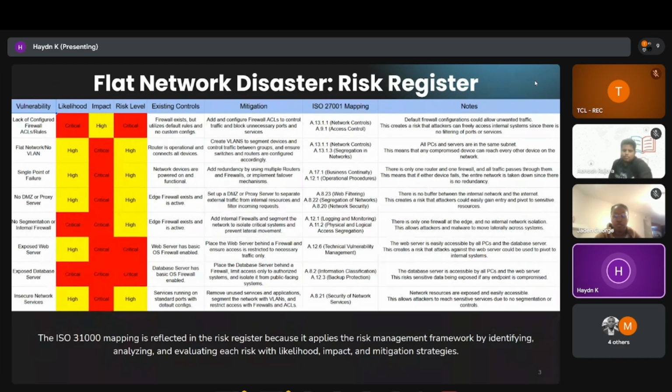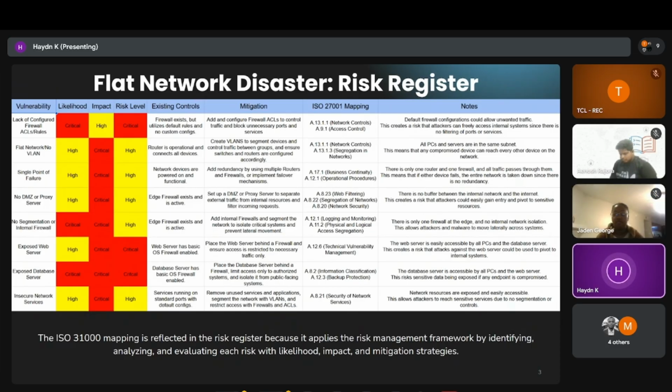And then this is the risk register for this. We can see that the likelihood of lack of firewall rules is critical, the impact is high, and the risk level is critical. The firewall exists, but it uses default rules and no custom configurations. Simple mitigation for this would be adding rules to control traffic and block unnecessary ports.